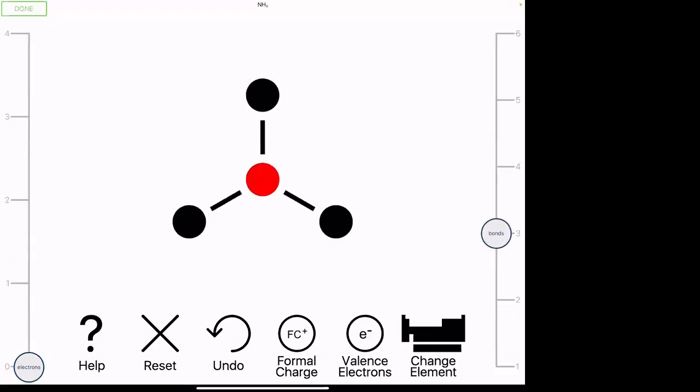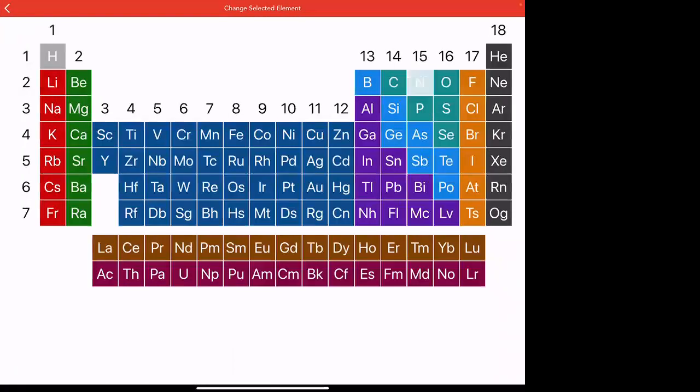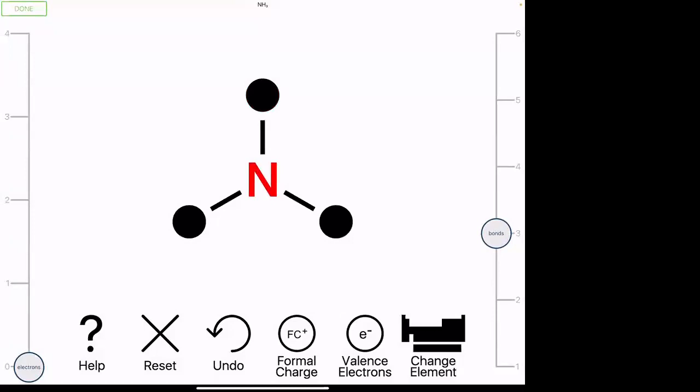Now I can actually tell you what the elements are going to be. So see how there's a little periodic table on the lower right? I can click on that. And see, the red one's my central atom. So I want to assign that nitrogen. So I'm just going to click on nitrogen. Oh, look at that. Now, let's go to that one.